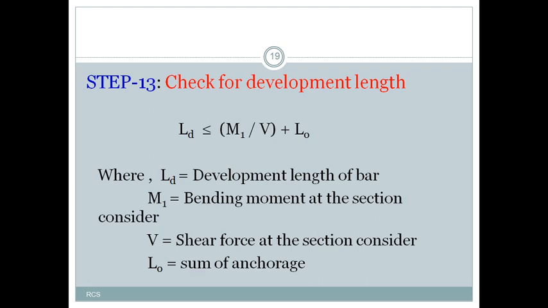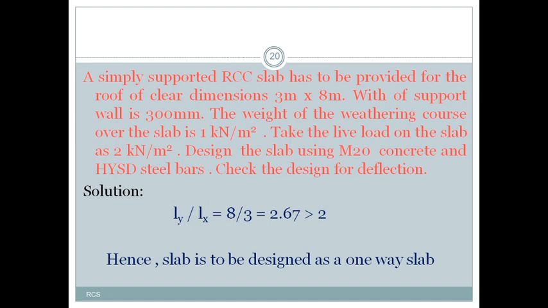So here we have one more design problem. Given that a simply supported RCC slab has to be provided for a roof of clear dimension 3 meter by 8 meter. So we can assume that there are two supports for the slab. The slab is 3 meter by 8 meters. In this, Lx is the shorter direction, 3 meter, and 8 meters is the longer direction. Here I can call it Lx and Ly.